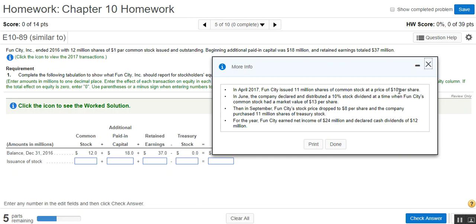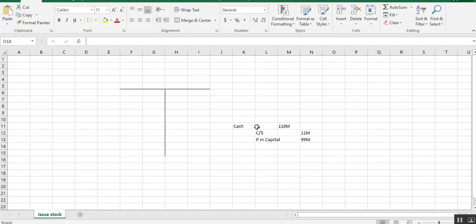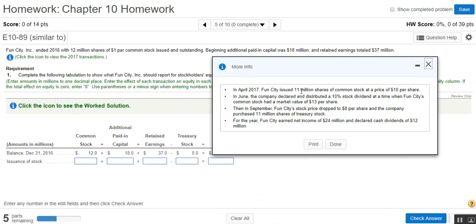price of $10. Well, one of the things that helps when you're doing an entry like this is think about the entire entry. If you're issuing shares of stock, then you are collecting cash, right? So let's go ahead and highlight that. And this is 110 million. This is 11 million shares times $10, which is the market price.